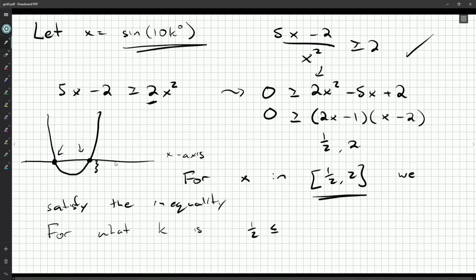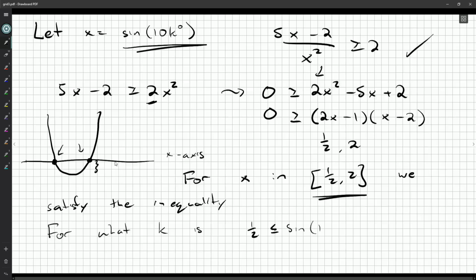And we can have the 1/2 included, and you can check that as well. 5 times a half is 5 halves, minus 2 is going to be 1/2, divided by 1/2 squared is a half divided by a quarter. And that's going to be 4 over 2, and that is greater than or equal, it's the equal there, to 2. So that works out.